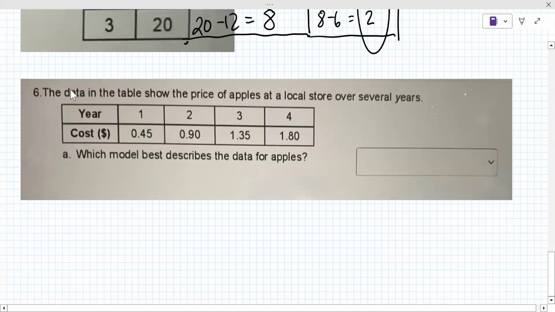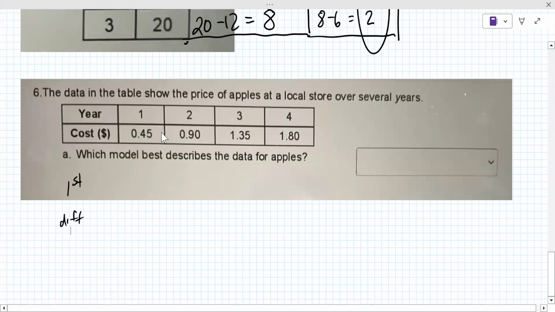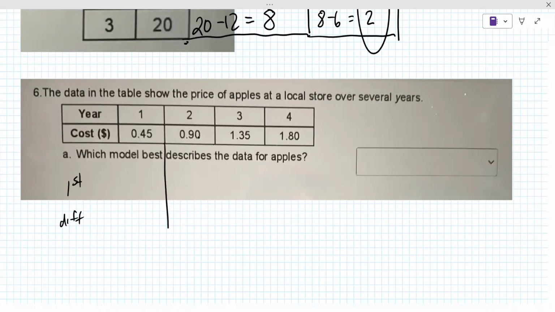All right, so the first difference here would be my way of going on this one. Your first difference is always the next one, like in this case, the 0.9 minus the 0.45, then the 1.35 minus the 0.9. Could you calculate the first difference for us, please? Sure.